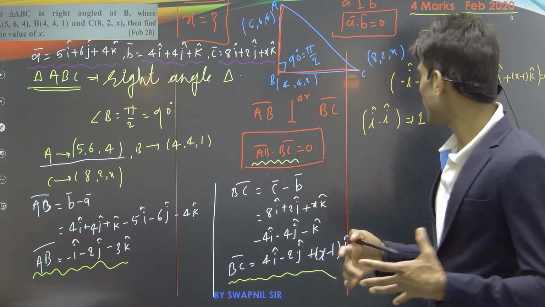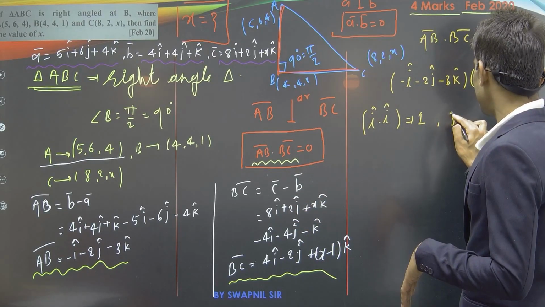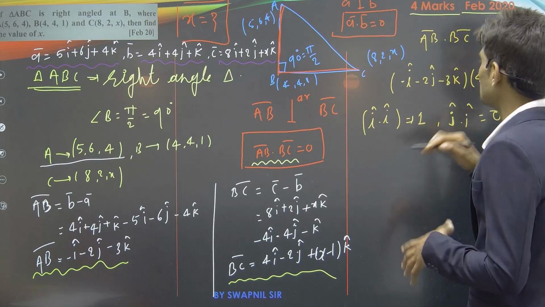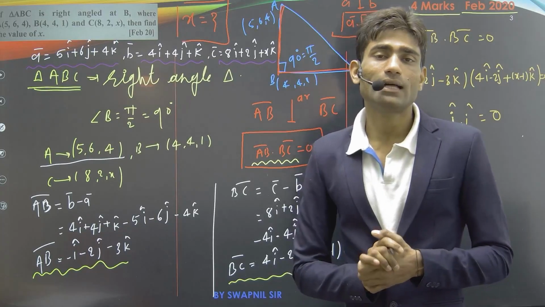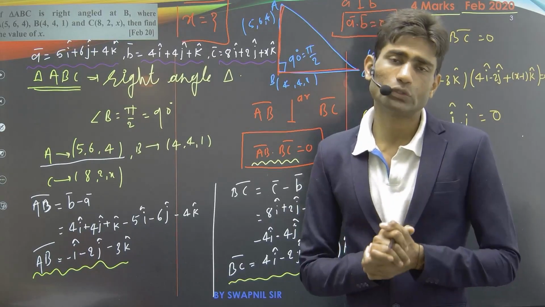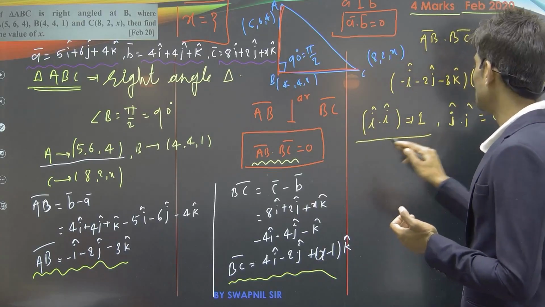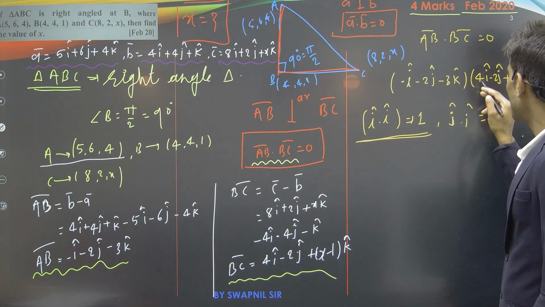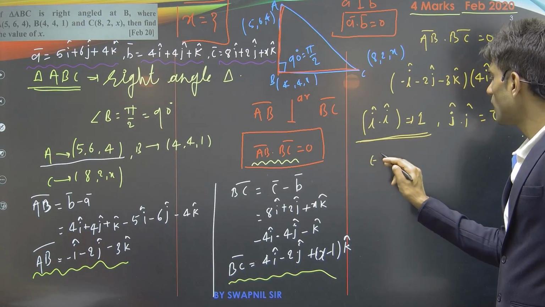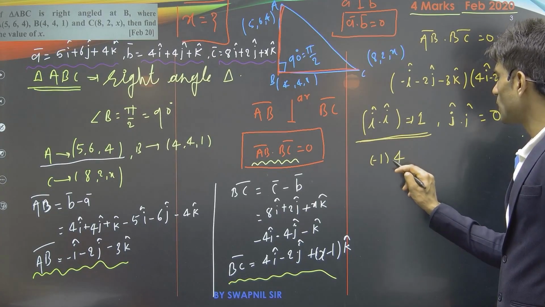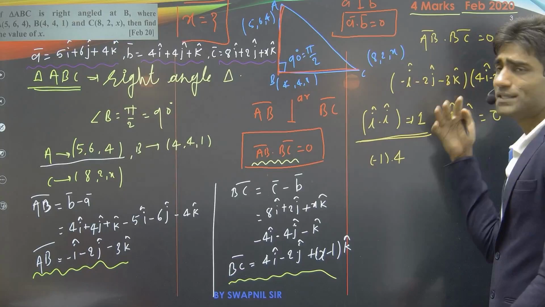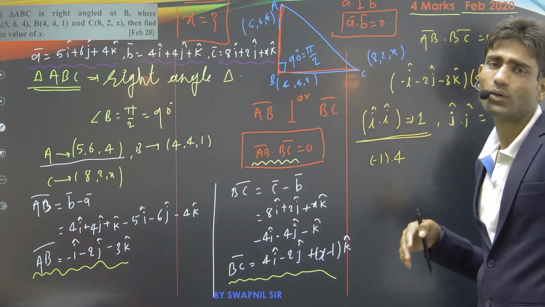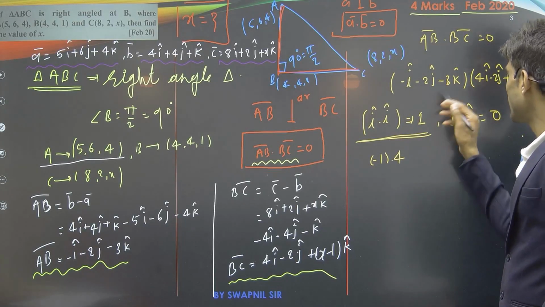The remaining parts, j cap into i cap or i cap into j cap, go to 0. These other mixed terms go to 0. Now use this condition for finding the multiplication. So negative i cap times 4 i cap, negative 1 into plus 4, into i cap dot i cap, which is 1. So let's go for the next.